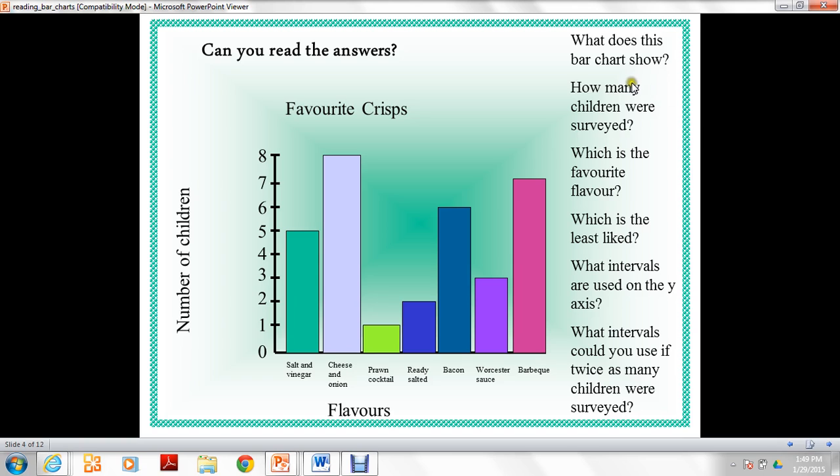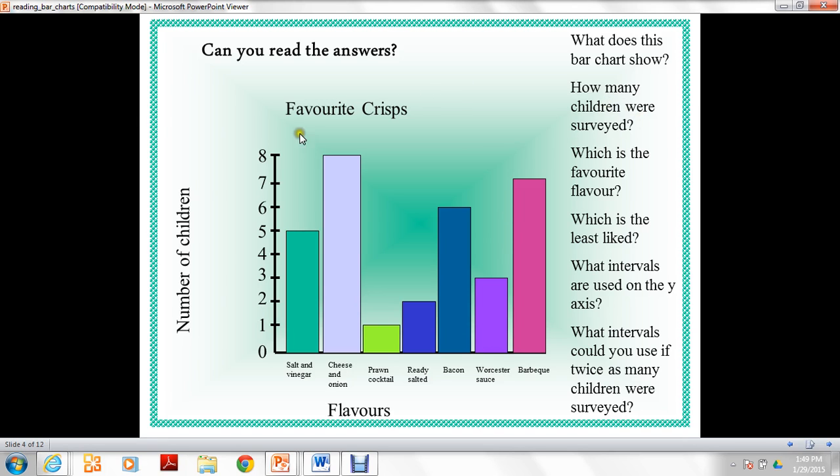Alright, what does this bar chart show? We're going to answer these questions. How many children were surveyed? Okay, we have favorite crisps. Crisps are chips. Number of children that were surveyed. Number of children. And we have the different flavors. So this right here tells how many children are surveyed. And this right here tells the flavor of chips and how many children like that specific flavor of chips.